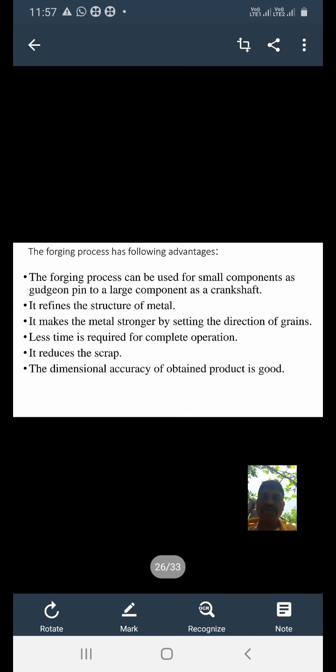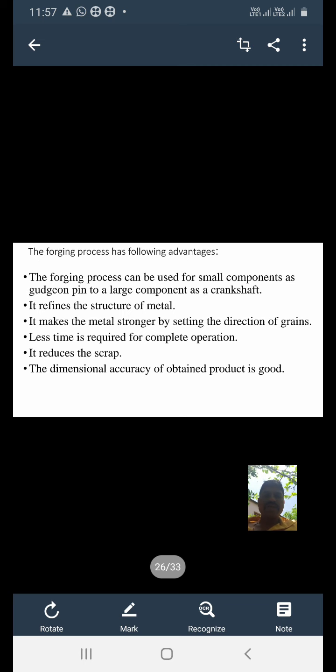What are the advantages of the forging process? The forging process can be used for small components, for example the gudgeon pin we have seen, also called a piston pin, to large components such as a crankshaft. It refines the structure of metals. Next advantage, it makes the metal stronger by setting the direction of grains.